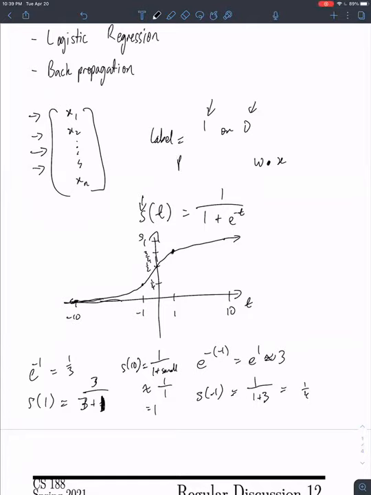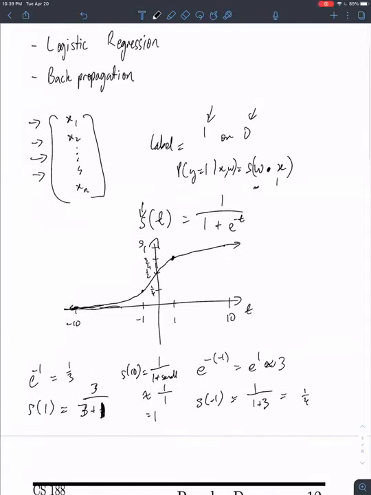Well, I say the probability that y equals 1 given the data x and the weights w is my logistic function or my sigmoid function of w dot x. So that's equal to 1 divided by 1 plus e to the minus weights dotted with x. So that's logistic regression. We're trying to find some weights so that our classifier is outputting a probability that this vector of data points represents a 1 or a 0.